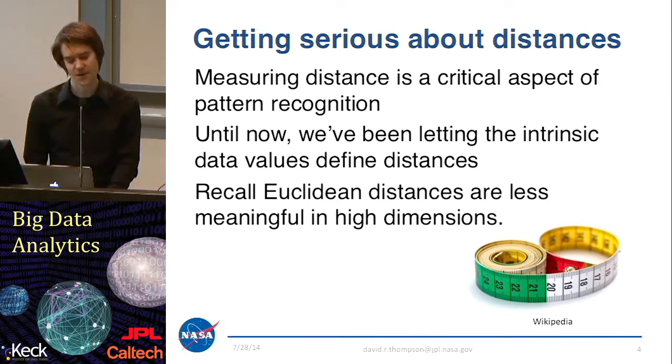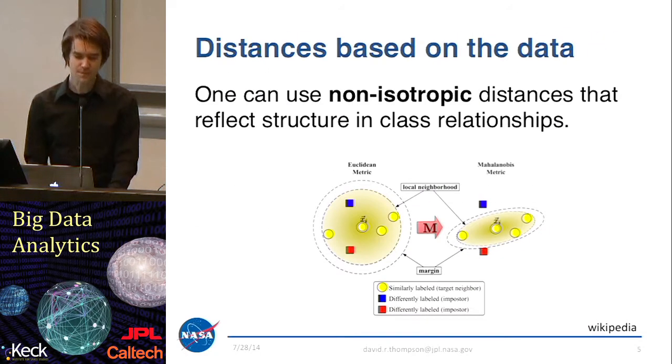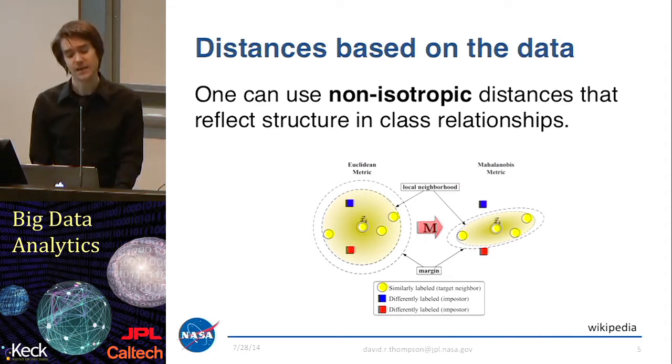So how can we resolve this problem? Well, metric learning is based on the idea that we can define new distance metrics, new rulers for measuring distance in higher dimensional spaces that are based on properties of the data itself. These are non-isotropic distances that reflect some intrinsic structure in the data, right?